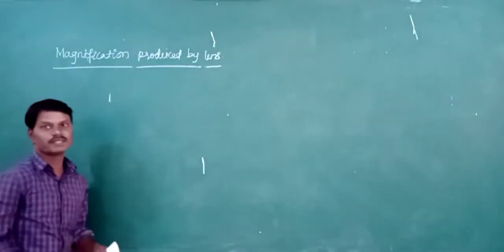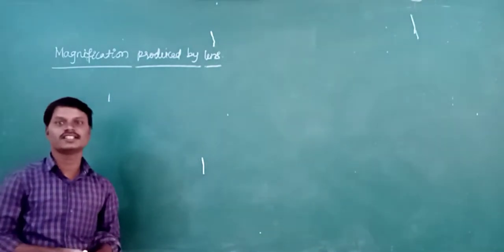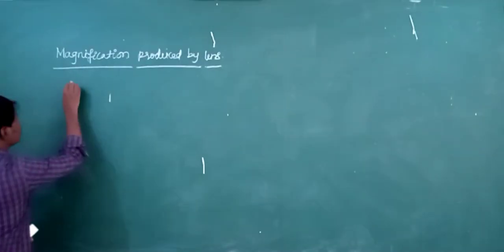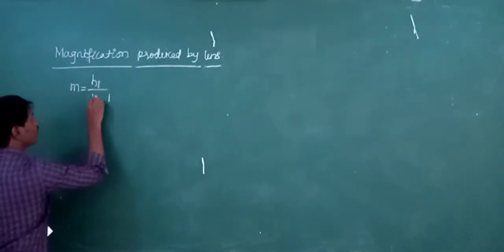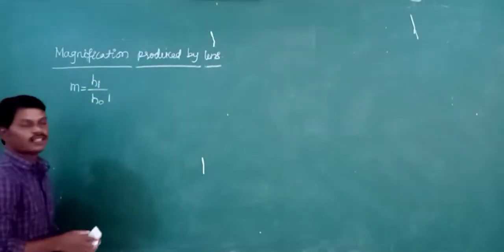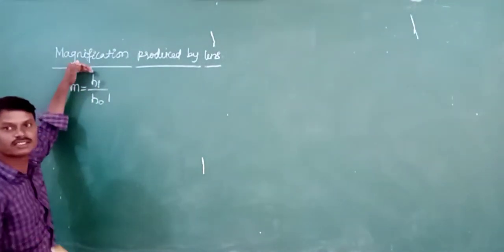Now let us define the magnification. Magnification is the ratio of height of the image to the height of the object. And magnification has no unit and it is a scalar quantity because it is just a number.